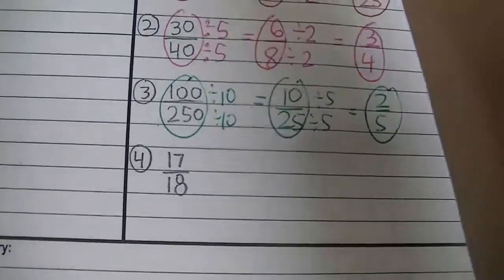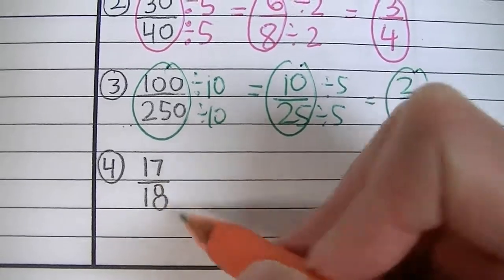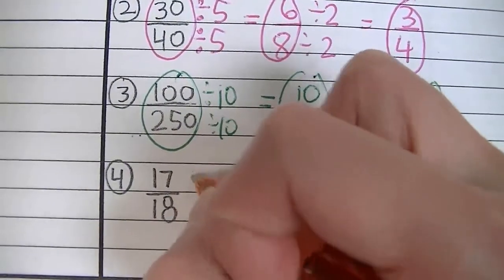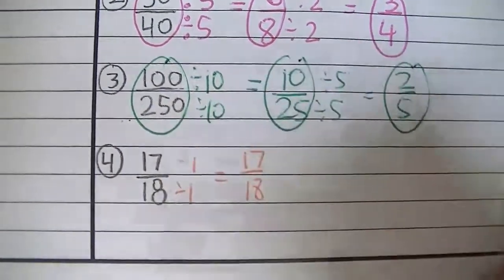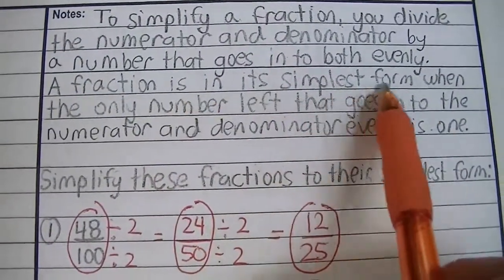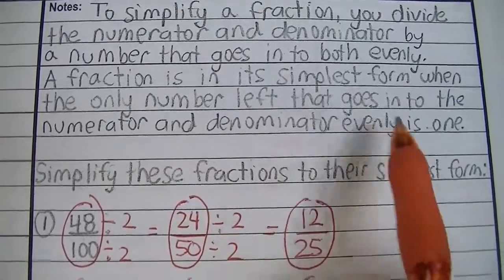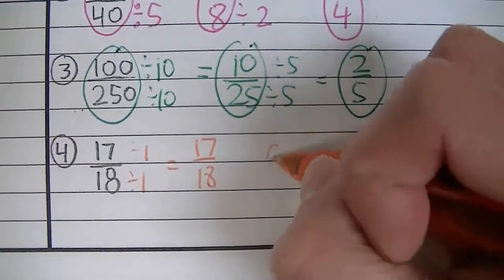All right, for number 14, think of a number that goes into 17 and 18 equally. The only number that does is 1, and if I divided by 1, it still equals the exact same thing. So that was kind of pointless. That's why I wrote this part right here: a fraction is in its simplest form when the only number left that goes into the numerator and denominator evenly is 1. So that was the only one that did it, and that's already simplified.